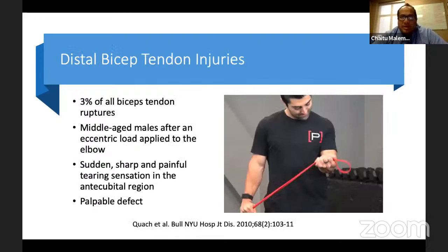So distal bicep tendon injuries account for approximately 3% of all biceps tendon ruptures. So obviously proximal ruptures are much more common. They tend to occur in middle-aged males after an eccentric load is applied to the elbow. Patients will commonly come in saying that they felt a sudden, sharp, and painful tearing sensation in the antecubital region. And usually when you are able to assess these patients in the clinic, there's a palpable defect there at the radial tuberosity where the biceps insertion should be.